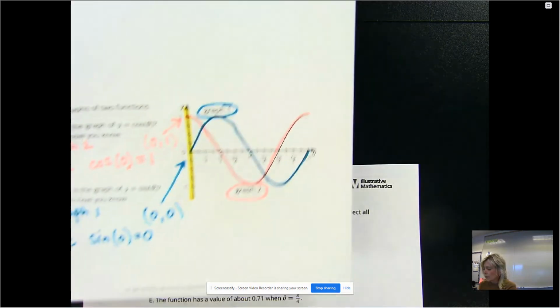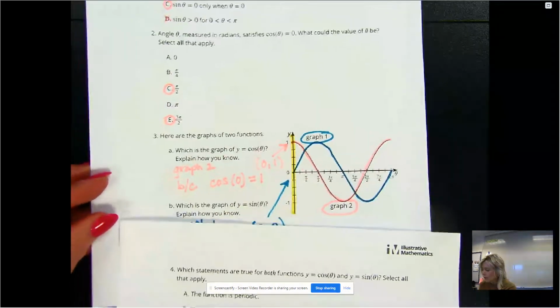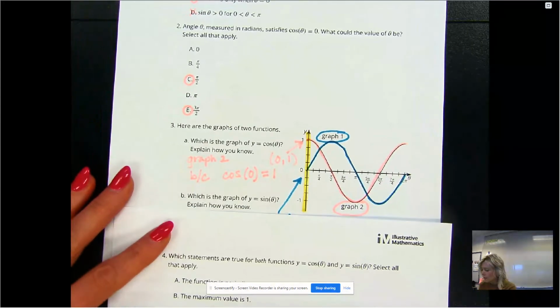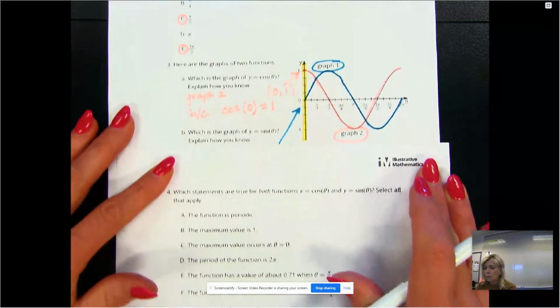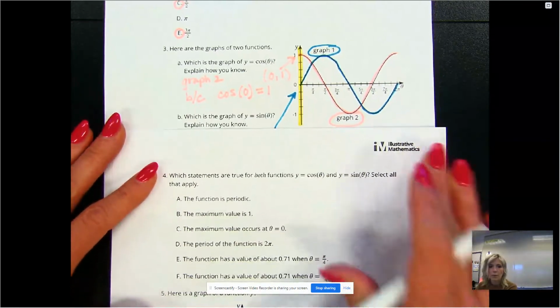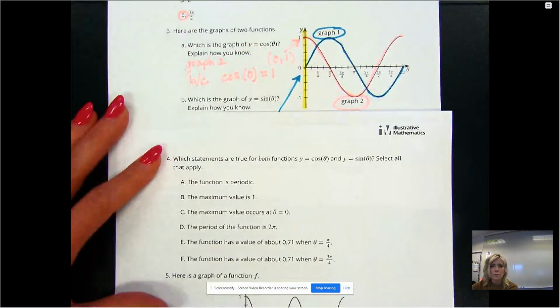Number 4. I'm going to try and show the graphs and number 4 at the same time because it's asking us questions about the graph. So let's go ahead and make sure we can see them.